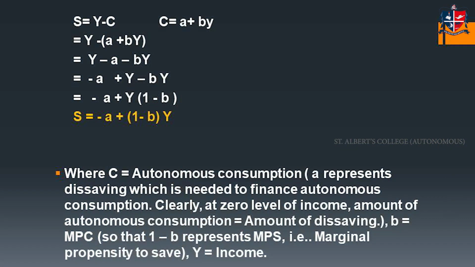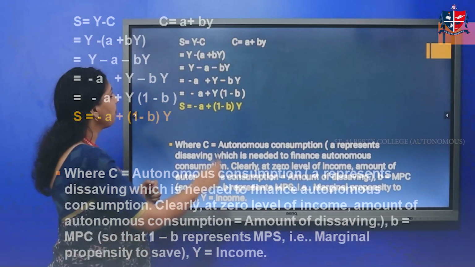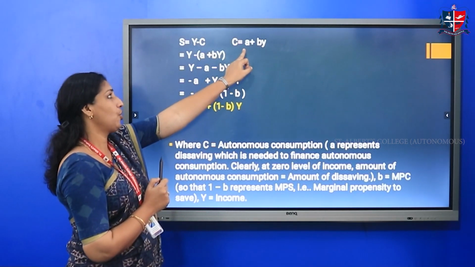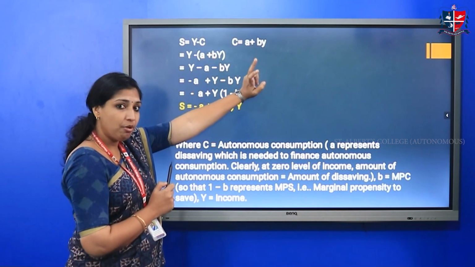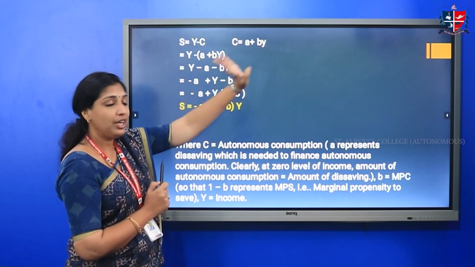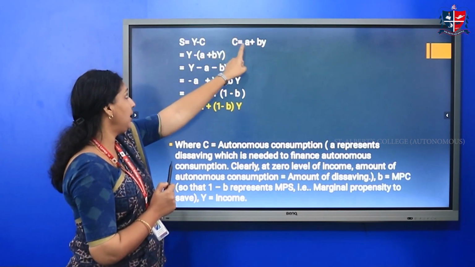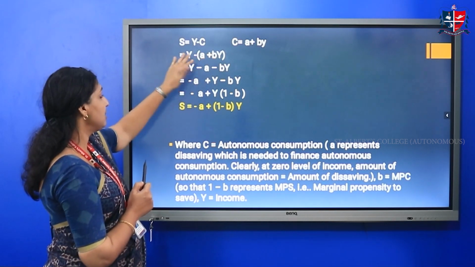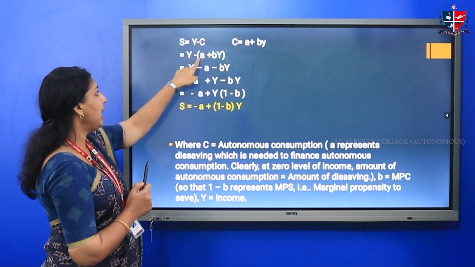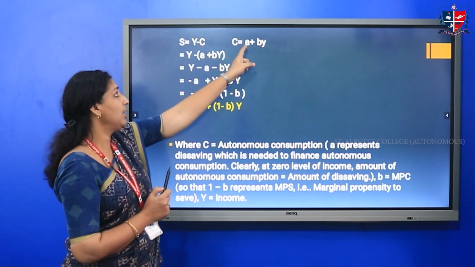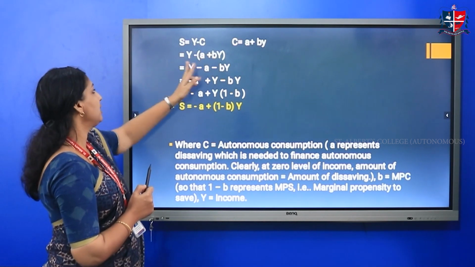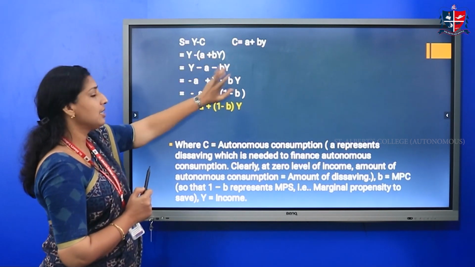Now, here we can substitute values like this. S is equal to Y minus C. Consumption C is equal to A plus BY. A stands for autonomous consumption, B for marginal propensity to consume, and Y for income. So when we substitute A plus BY in place of C, we get an equation like this: Y minus (A plus BY). Understood? So when we remove the brackets, Y minus A minus BY.